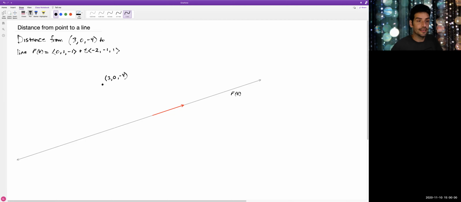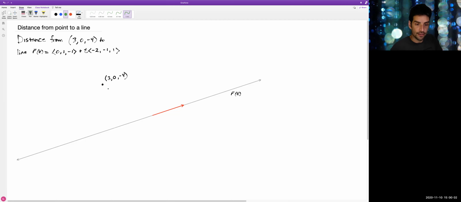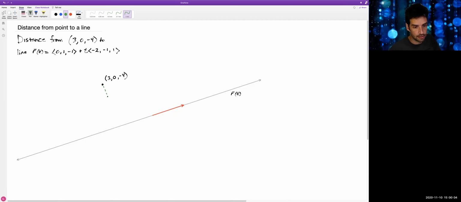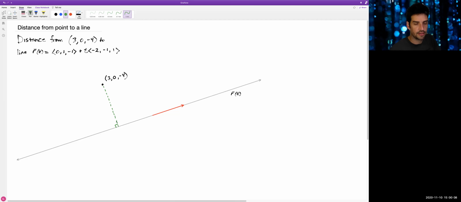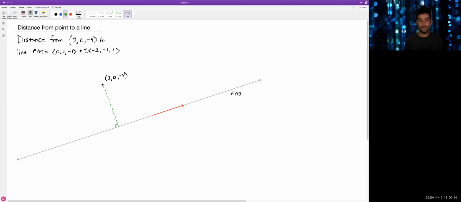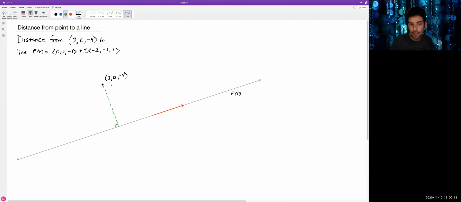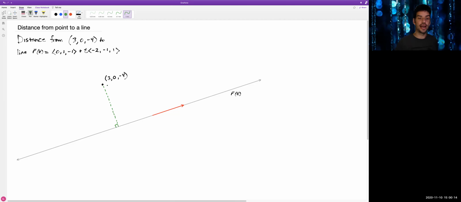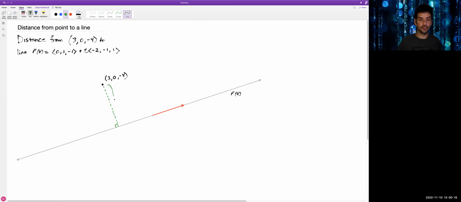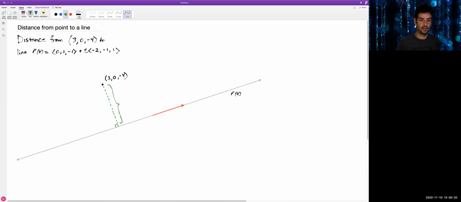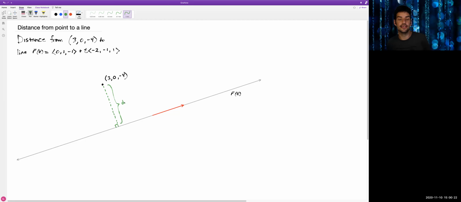So in this case, let's put this in. That's going to be this distance. I'm just going to name it whenever there's something that I know I need. Let's call this distance D. This is the distance from the line to the point.